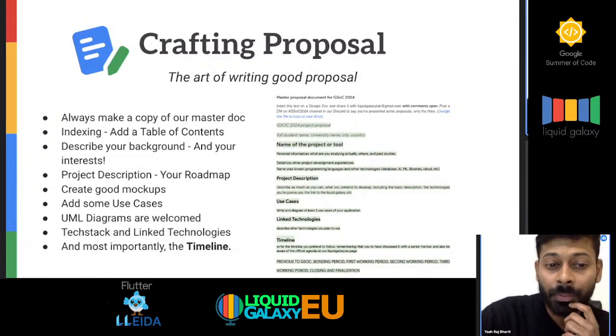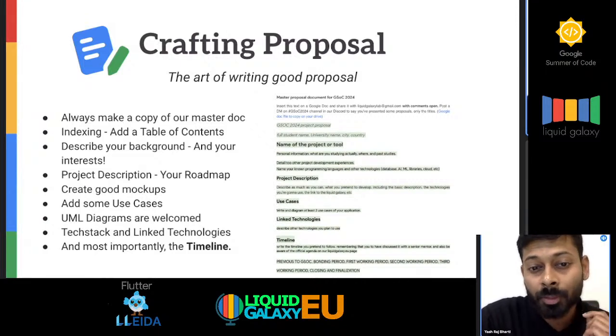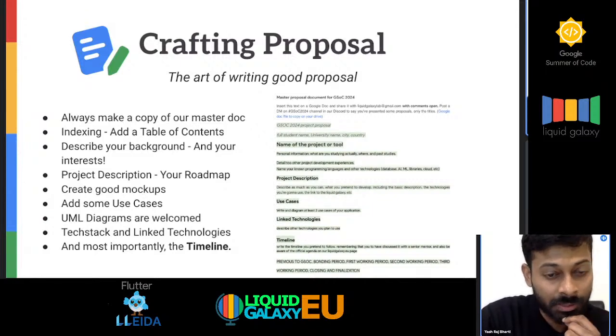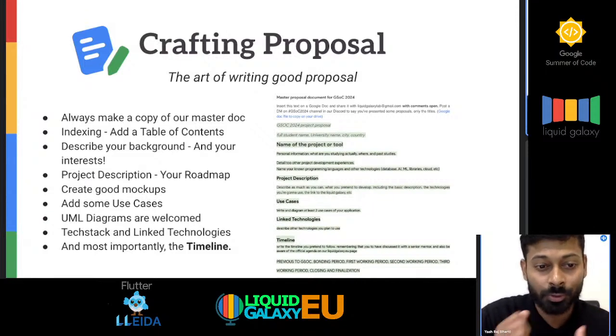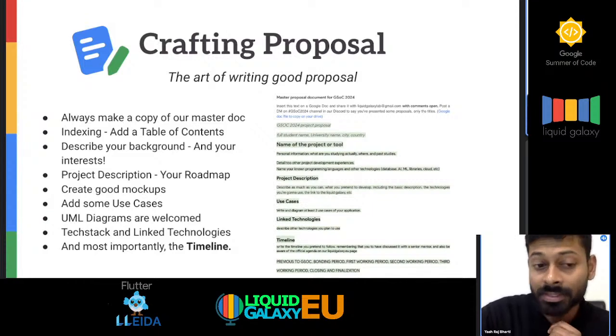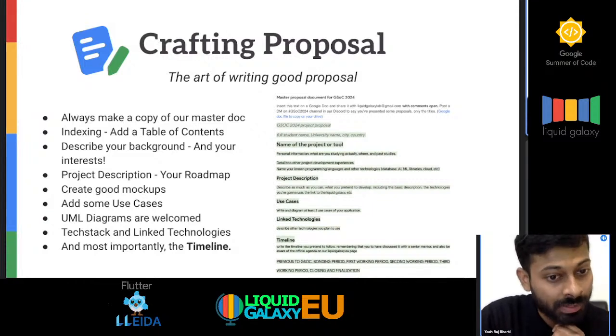And also give a project description, which is the roadmap according to you. How do you think you will manage everything in the GSoC timeline? How much time do you think one task should be given in the project idea? And always create good mockups. You will always get a chance when we have the ideas on our main website.